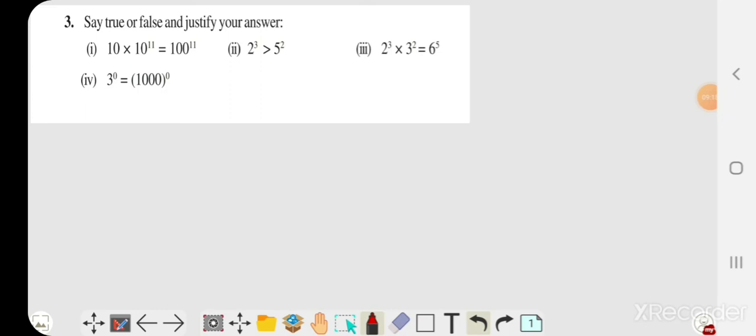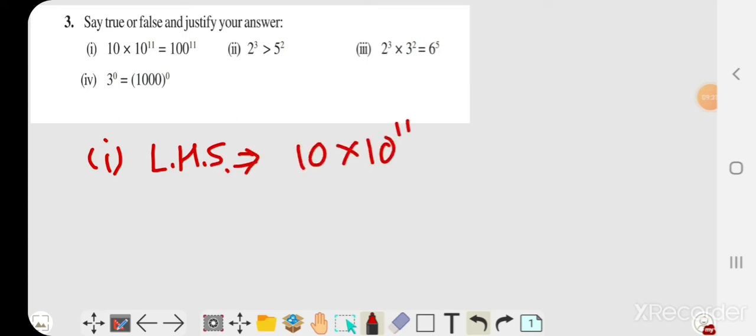Here you have to solve the left hand side and check whether it is equal to the right hand side or not. Let me start with the left hand side. In the left hand side we have 10 into 10 raised to power 11. 10 means 10 raised to power 1. Now if you solve this, bases are same, powers are different. Here it is 1, here it is 11.